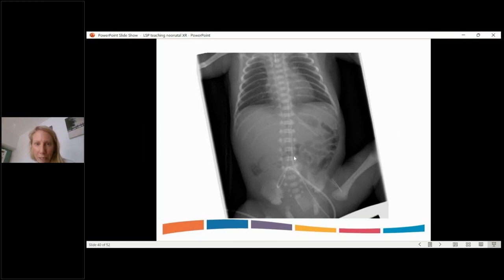And so you would need to repeat the x-ray with the baby completely straight to check whether it was a malpositioned UVC or not. Well done for remembering that it shouldn't be on the left. But there is something else on this x-ray.